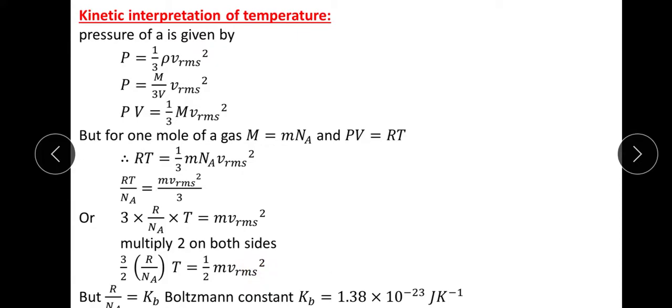But the quantity R by Na is nothing but, we know that R is the universal gas constant, Na is the Avogadro number. So when you divide the universal gas constant by the Avogadro number, we get one more constant, which is called the Boltzmann constant. The Boltzmann constant is written as K subscript B. So this K is equal to 1.38 into 10 power minus 23 joule per Kelvin. So this R by Na is written as K, the Boltzmann constant.